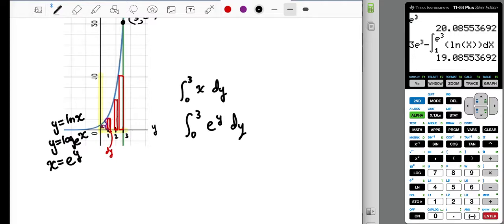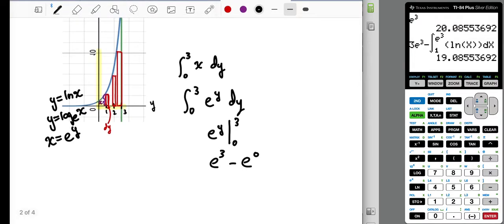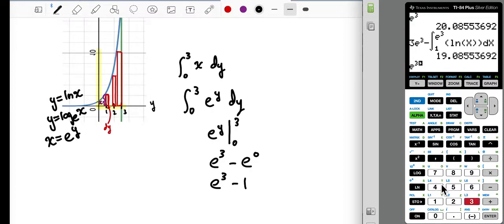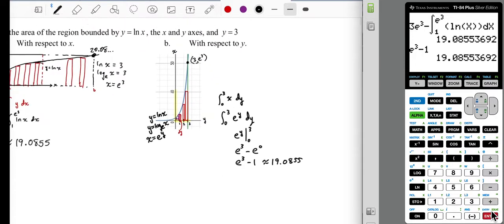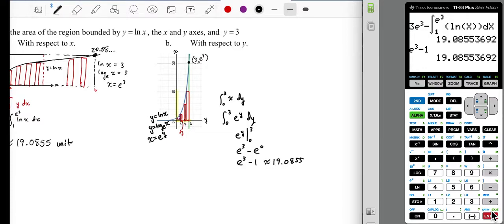The antiderivative of e to the y with respect to y is e to the y from 0 to 3. So e to the third minus e to the 0th. Anything to the 0th power is 1. So e to the third minus 1 is going to give us that 19 and change that we got before. So 19.0855. In both cases, we're not given units, so we would say units squared.